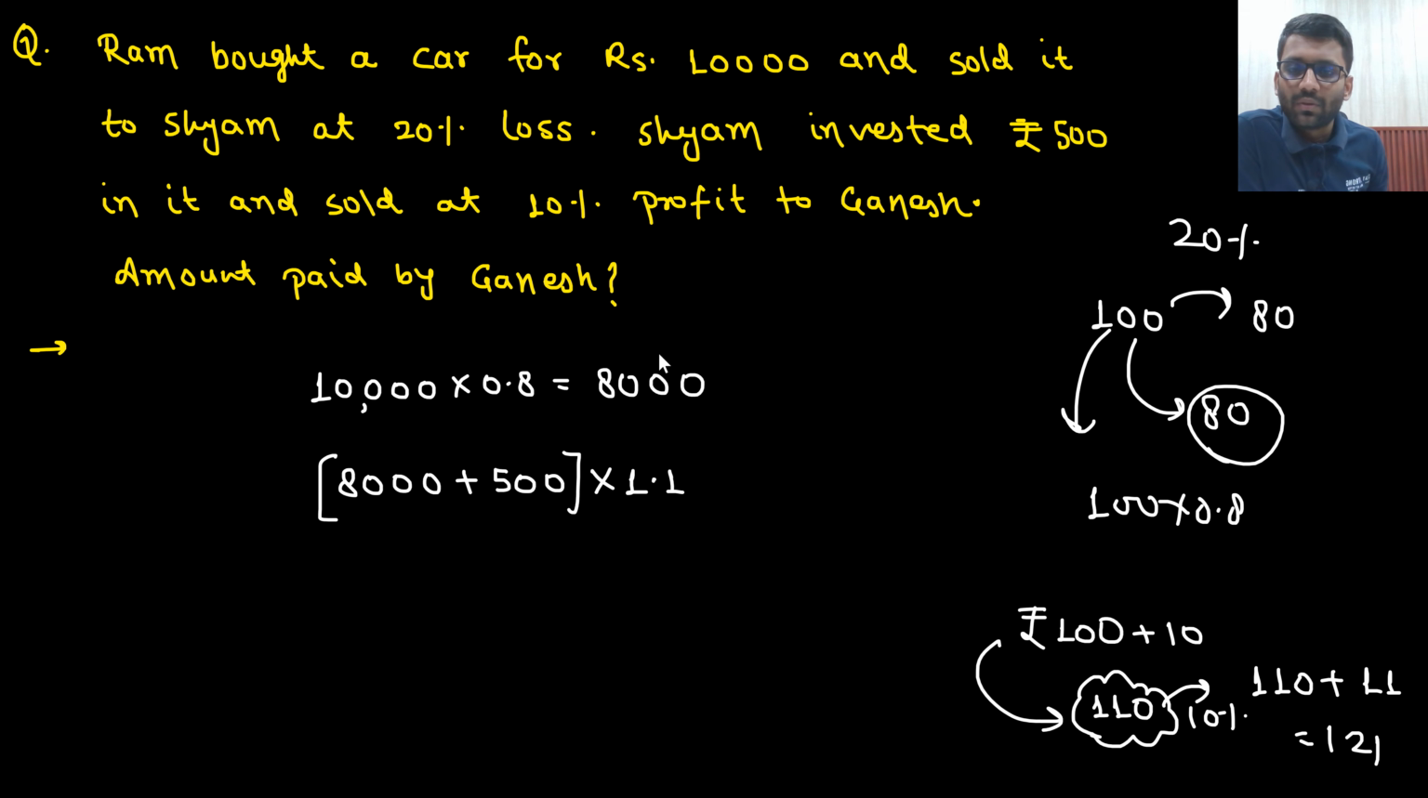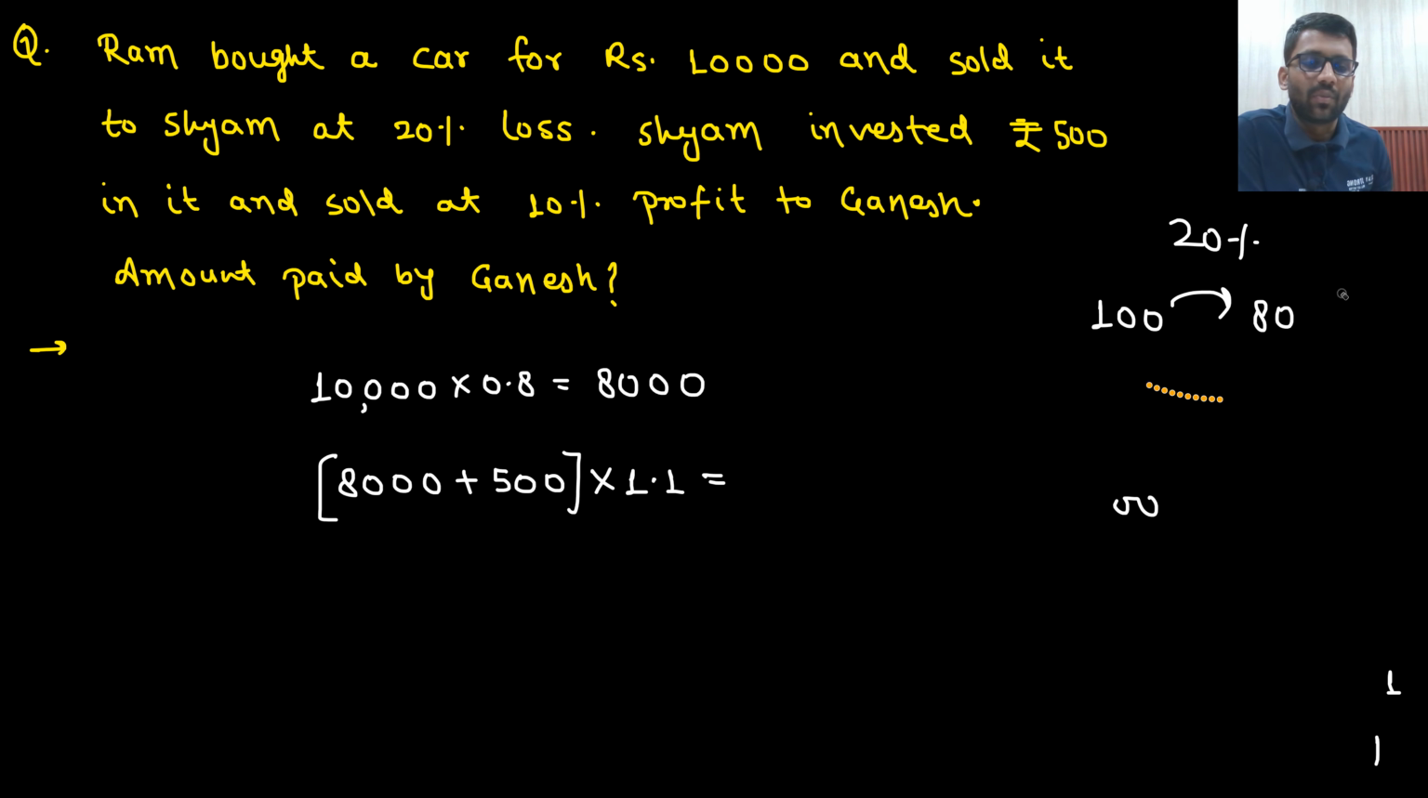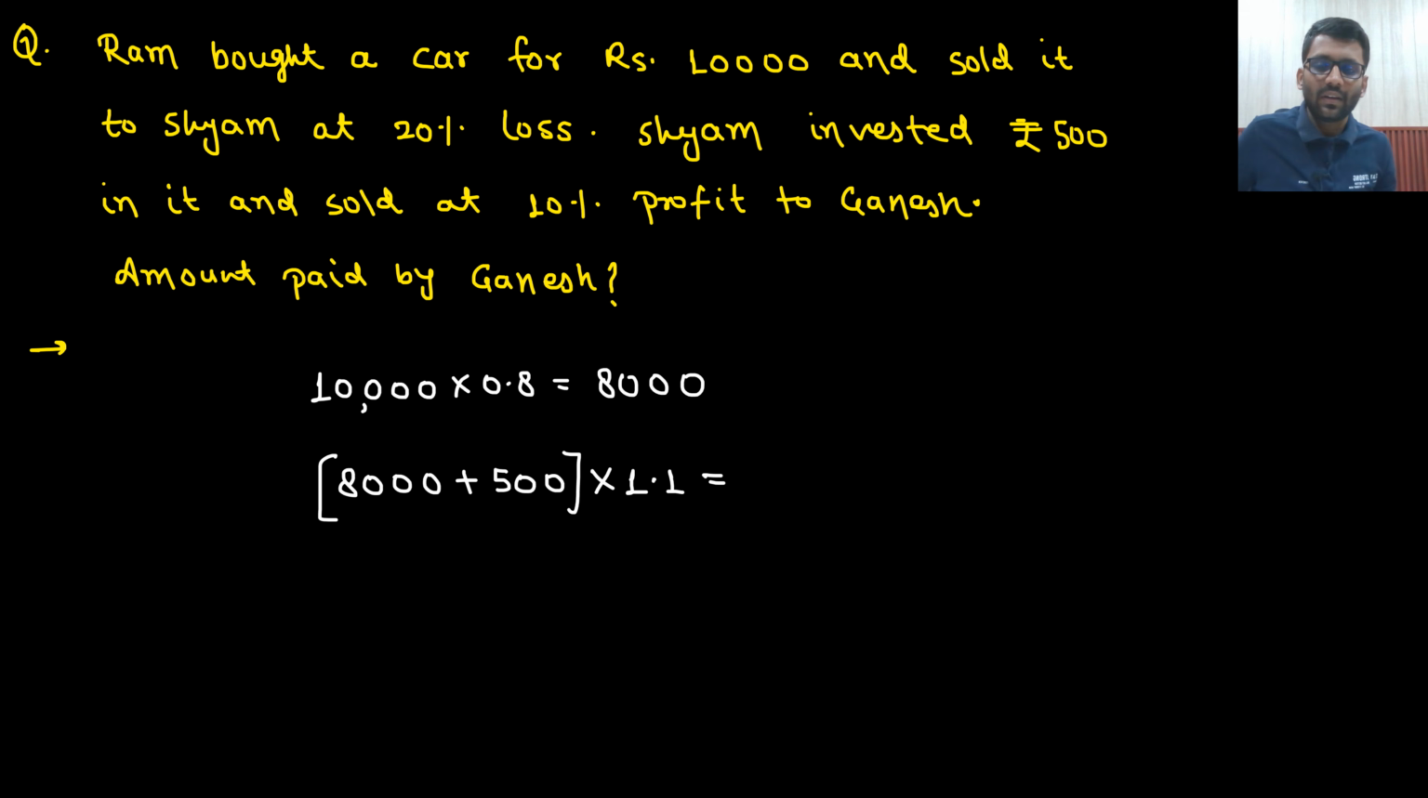Sold it to Ganesh. So what is the amount paid by Ganesh? This is the amount paid by Ganesh. So 8,500 into 1.1, which is 9350.